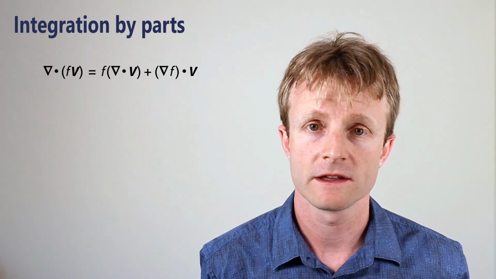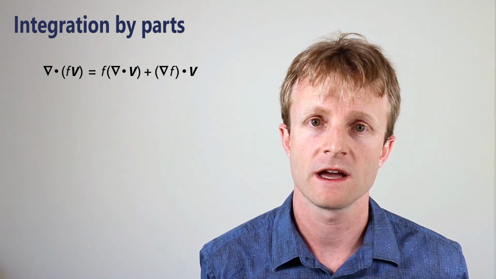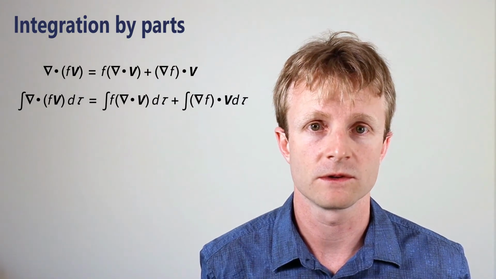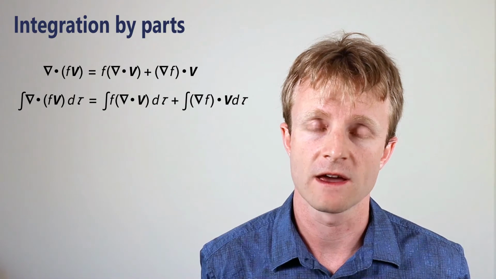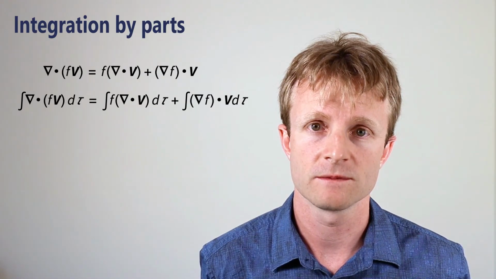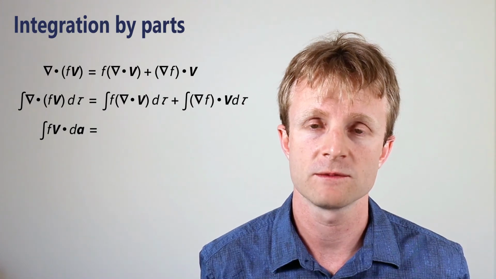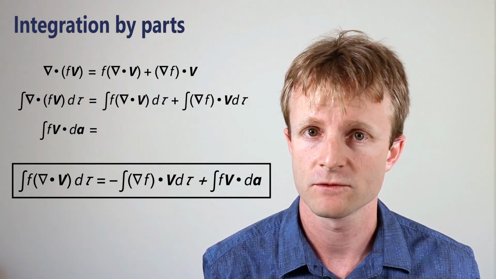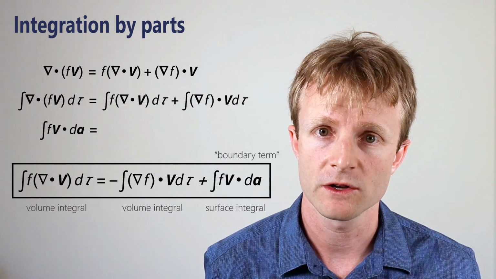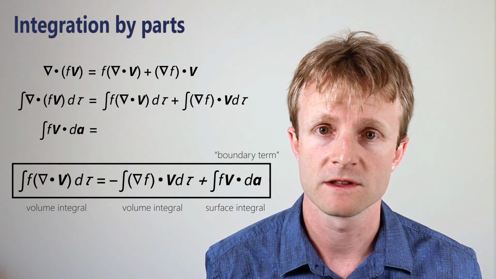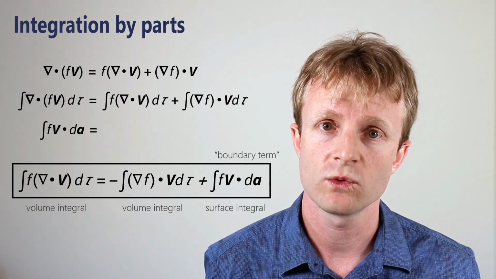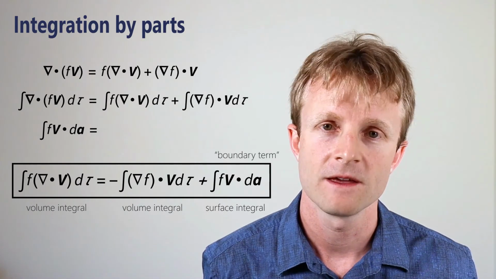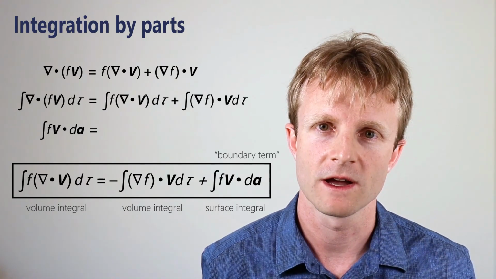Now let's integrate both sides of this equation over some volume of space, i.e. do a volume integral d tau. On the left-hand side, we have the integral of a divergence, the divergence of f times v. So we can use the divergence theorem to replace that with the surface integral of f times v dot dA. Now we can rearrange the terms into a nice integration by parts formula, which tells you that if you're ever doing the volume integral of some scalar times the divergence of a vector, you can swap that to the gradient of the scalar dotted into the vector at the cost of a minus sign and a boundary term. Many such other integration by parts formulas can be derived.